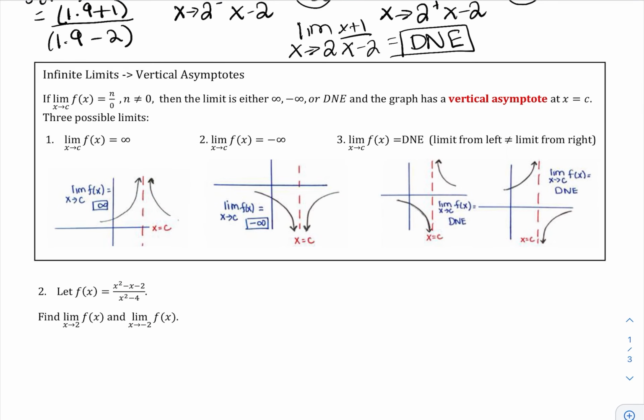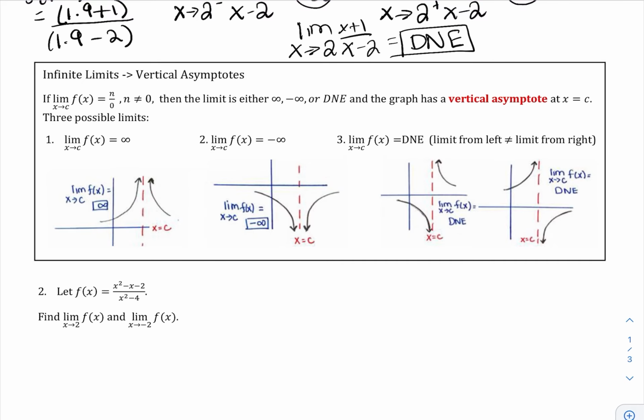So if you have an infinite limit of a rational function, it's going to give you a vertical asymptote. If the limit gives you n over 0, where n is not 0, otherwise that would be the indeterminate form, then the limit is going to be positive infinity, negative infinity, or does not exist, and the graph has a vertical asymptote at the x, whatever x is approaching. So there are 3 possibilities.